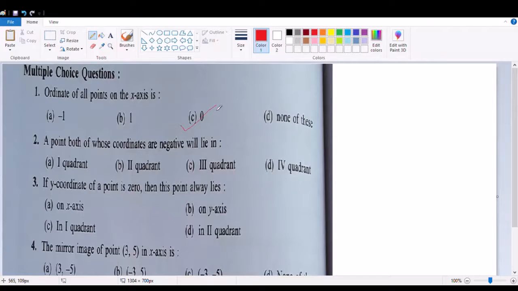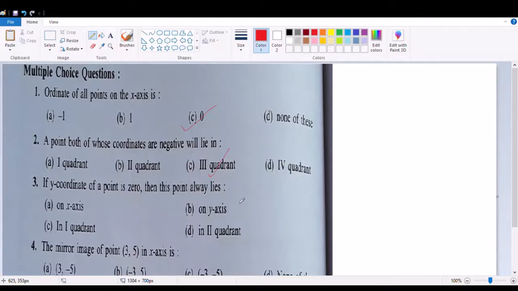A point both of whose coordinates are negative will lie on which quadrant? We have already discussed that. The answer is the third quadrant, where both coordinates are negative. Okay, we'll move to the next one.